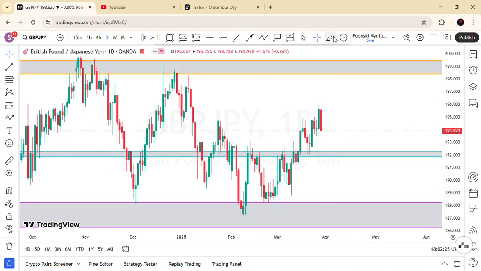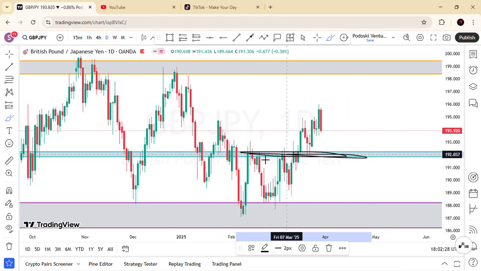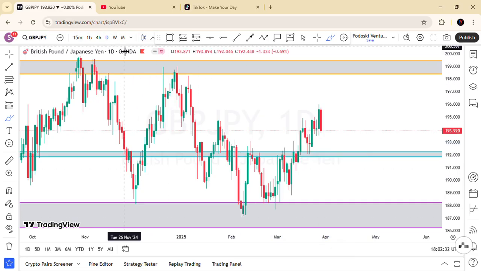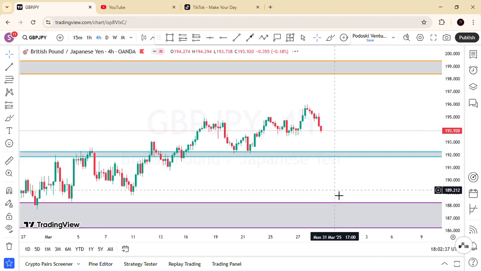So on the daily time frame also, I have my daily demand zone here. Okay, so let's go to the 4 hour and see how we pick this trade.